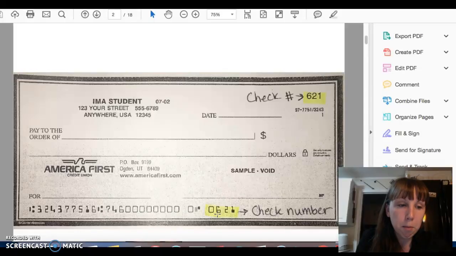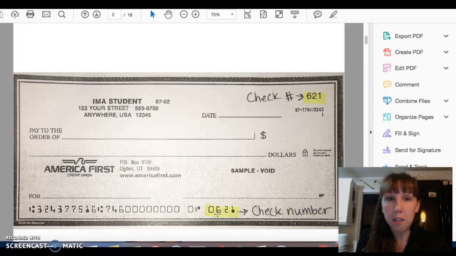Now the check number will help you keep track of your payments by each specific check. So each time you write a check, you should write the check number, the date, and all the other information down, especially when we learn how to balance our checkbook. But the check number is really an organizational piece as we go along.